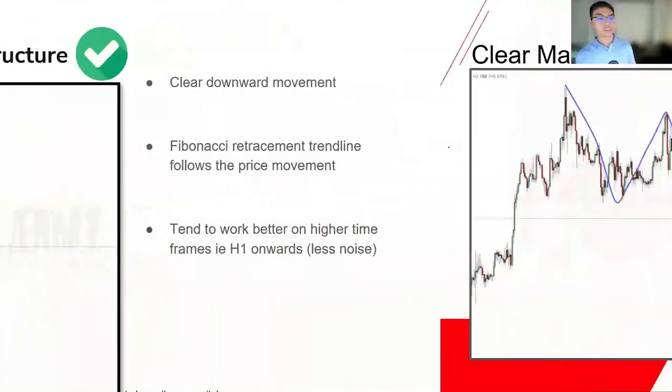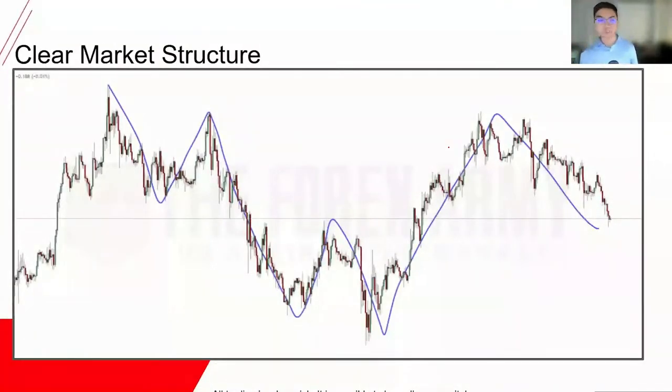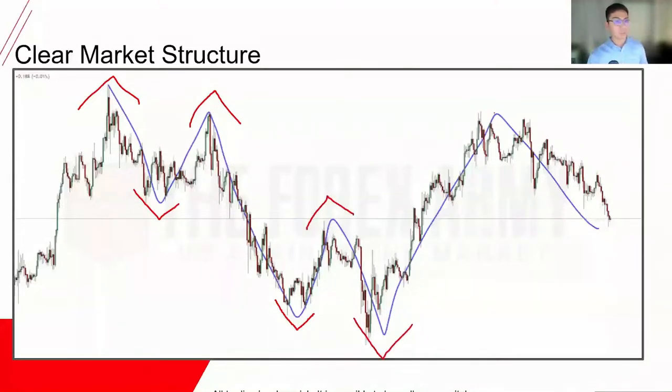Okay, clear market structure. This is actually very, very clear cut. This is a very, very nice market structure. Although a Fib retracement can also be used in both choppy and trending markets, it's important to look for clear market structure. So in this case right here, clear swing high, swing low, clear swing high, and a clear swing low. Then clear swing high again, clear swing low, and another clear swing high. If you want to screenshot this, please screenshot this now before we continue. You can whip out your phone, take a photo before we continue. Okay, next.